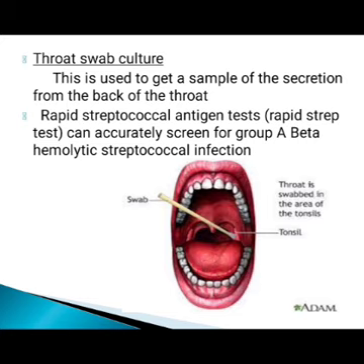The throat swab culture. This is used to get a sample of the secretion from the back of the throat. Rapid streptococcal antigen test. Rapid strep test can accurately screen for a group A beta hemolytic streptococcal infection.